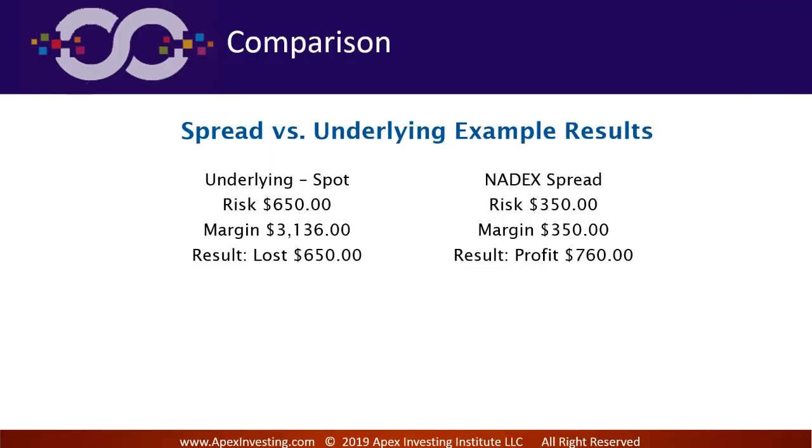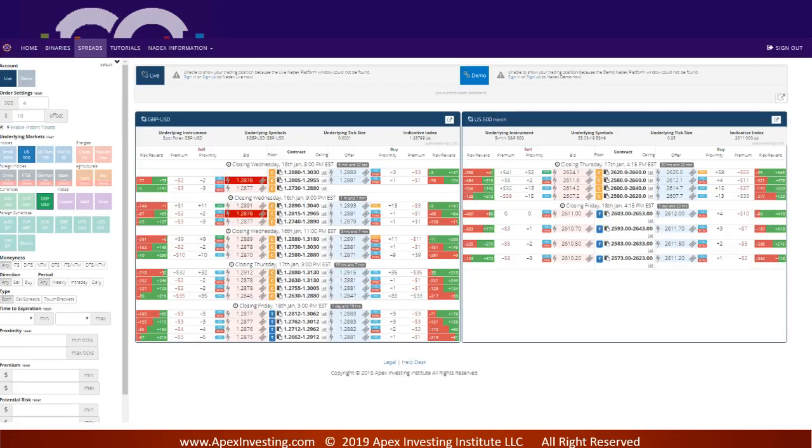So let's compare the two, the spread versus the underlying. On the underlying, you risk $650. The spread, you risk $350. The underlying, you put up $3,000. The spread, you put up $350. You lost $650 on the underlying. You made $760 on the spread. Same trade, same chart. Okay? Obviously, spreads are worth figuring out.